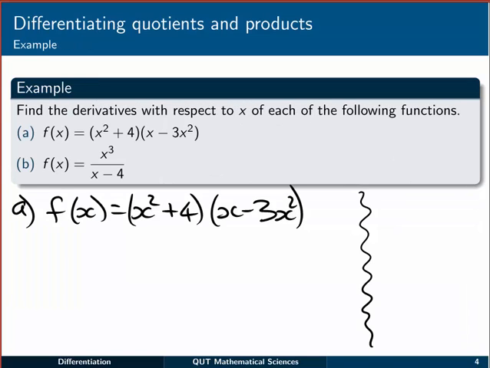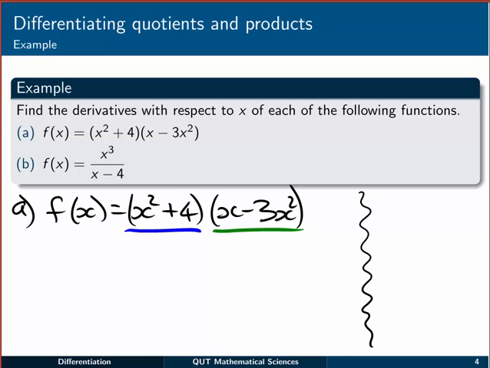Let's look at a couple of examples. In A, we're asked to find the derivative with respect to x of the function x squared plus 4 multiplied by x minus 3x squared. Well, this is a product of two functions. The first function, x squared plus 4, and the second function, x minus 3x squared.